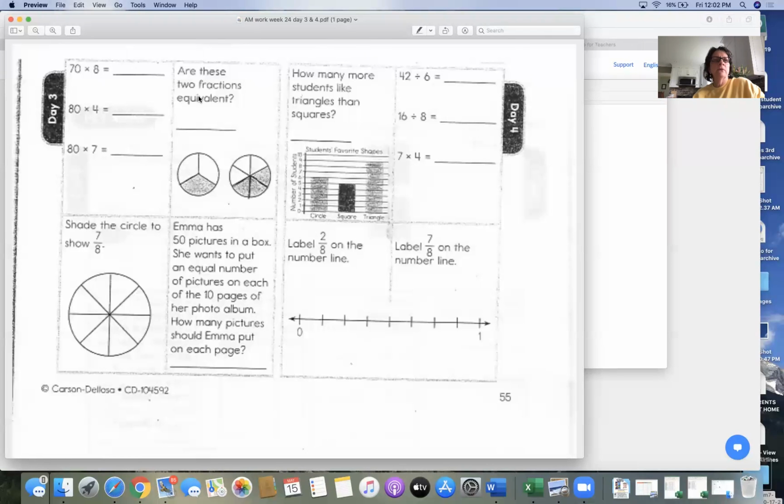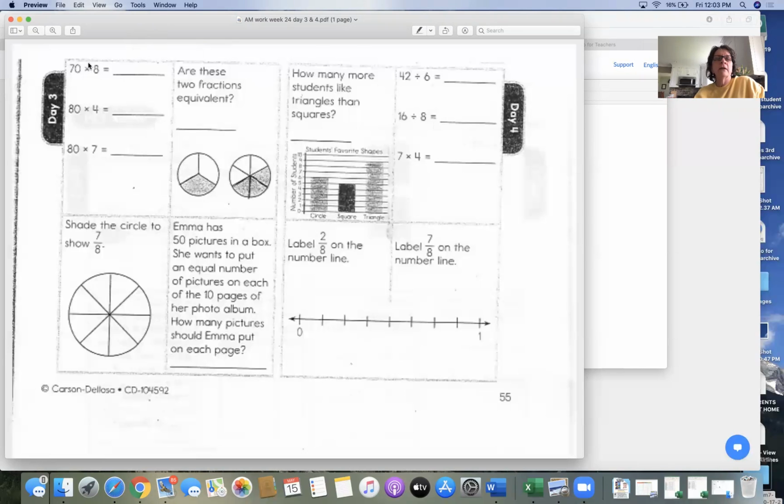Okay, welcome to day 3 and 4 of this week's morning work. It's week 24, and we have 8 questions we'll be addressing in this YouTube video. So I'm going to share strategies with you. You can check your work. Hopefully you already have this done, and you're just checking your work against the work I do here.